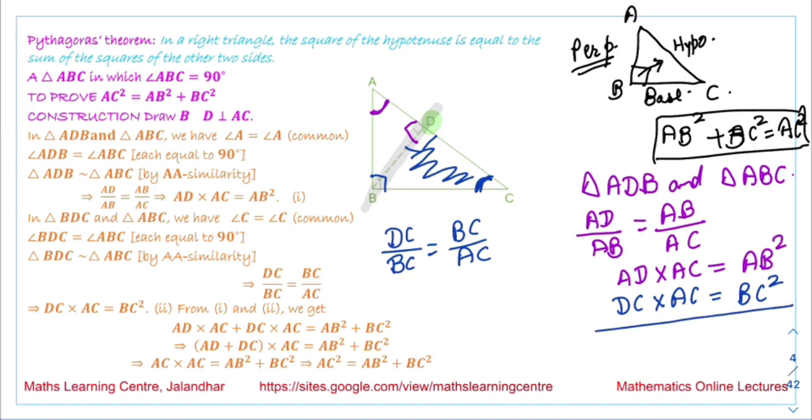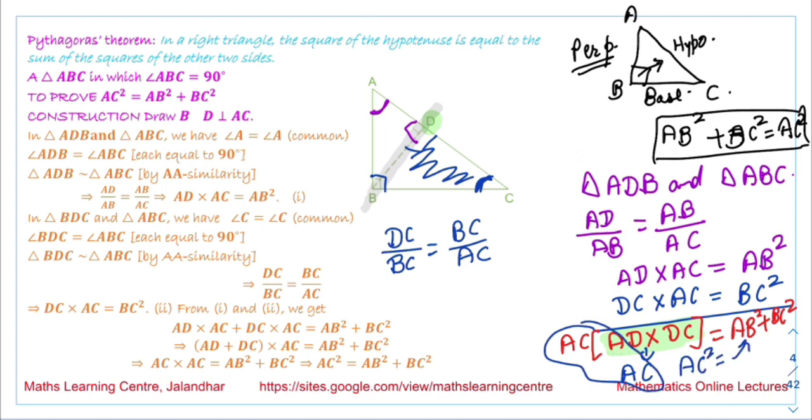Now if we add both these equations, AC is common, so we get AC into (AD plus DC) is equal to AB square plus BC square. Look at this value, AD plus DC. AD plus DC means we are talking about AC. So this whole term becomes AC square, which is equal to AB square plus BC square. And this is what the Pythagoras theorem is: the square of the hypotenuse is equal to the sum of the squares of the other two sides.